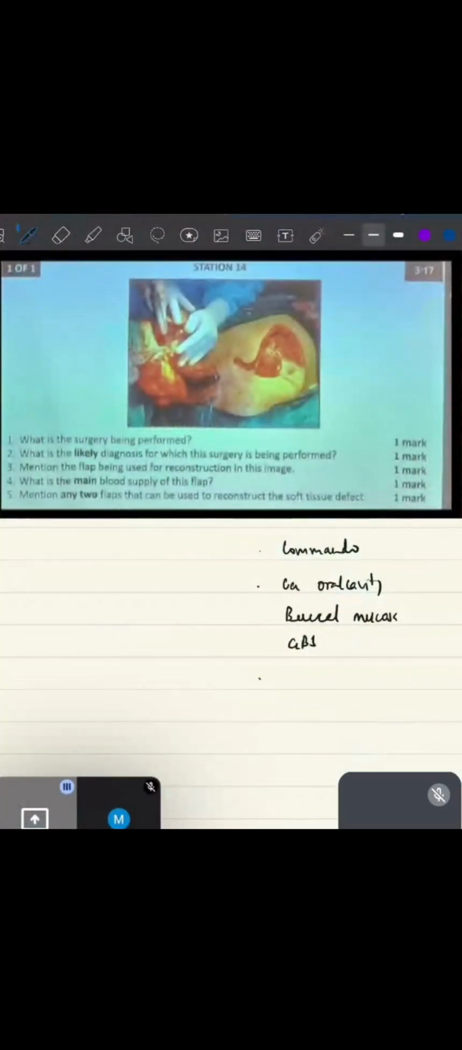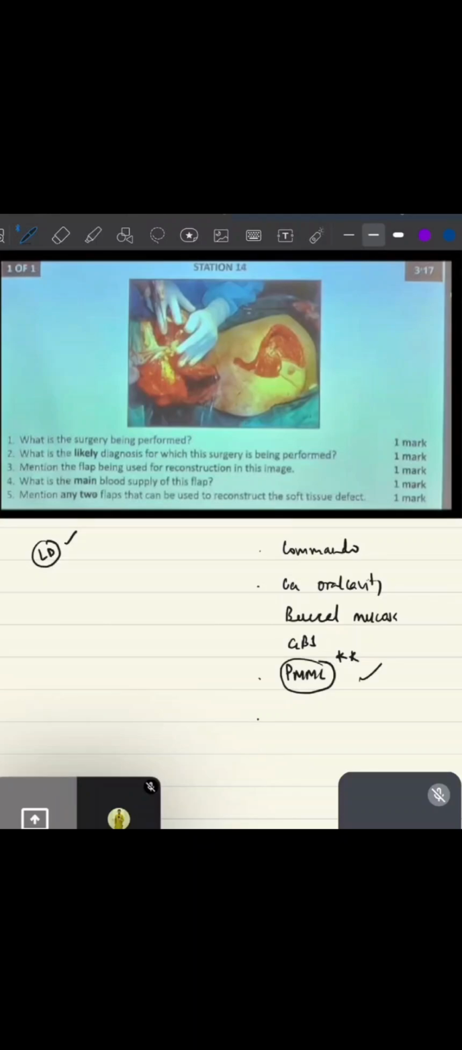Then the flap being reconstructed, it's an easy go. This is a PMMC flap. PMMC is one of the most commonly asked flaps, but don't underestimate the importance. It's a very common and very much repeated question for you. Apart from PMMC, please remember the LD flap. This will be asked to you in various ways. Apart from the others, these two you must not forget.